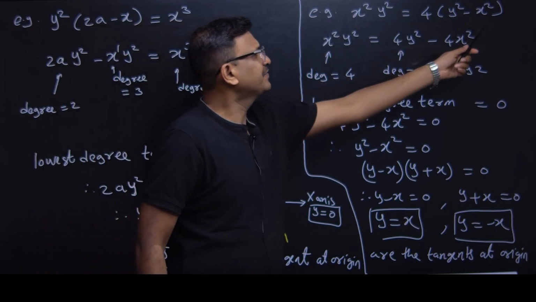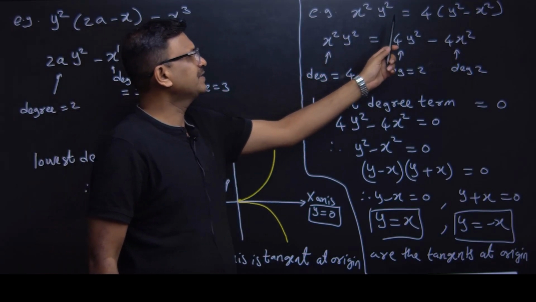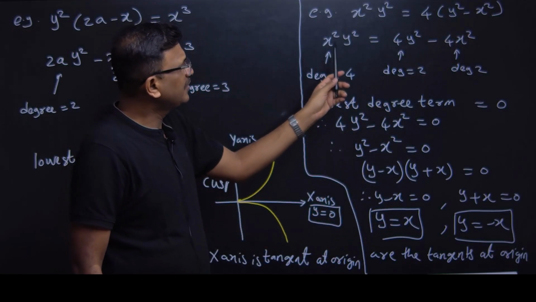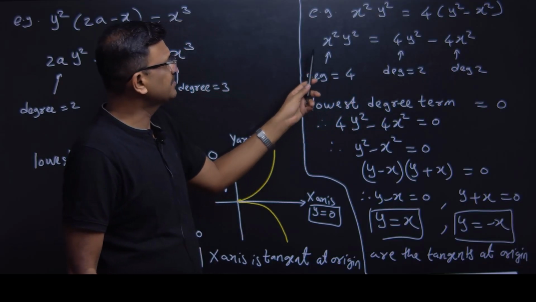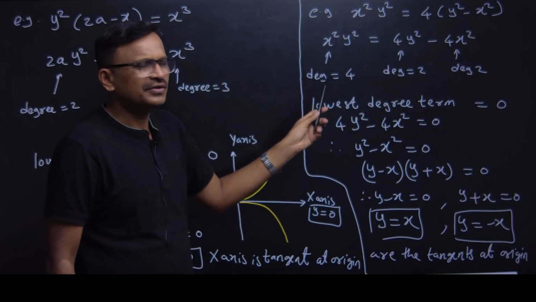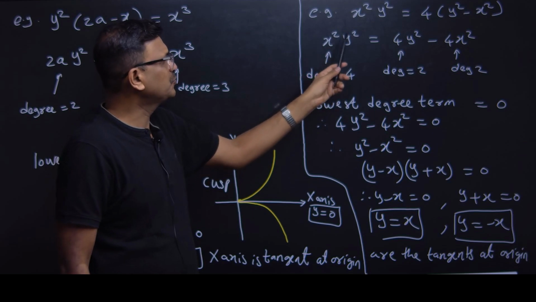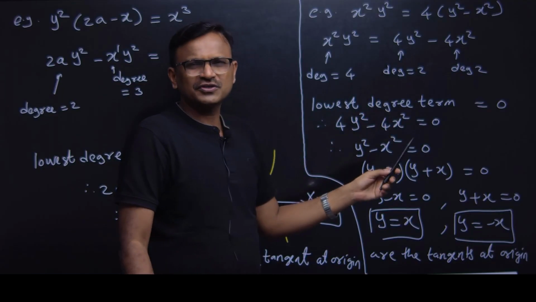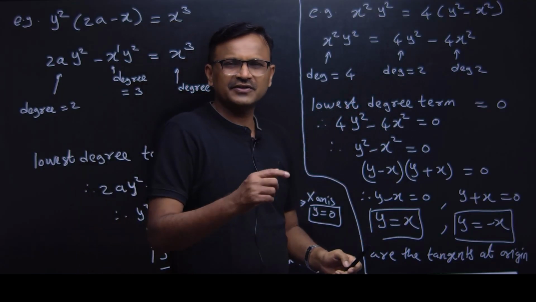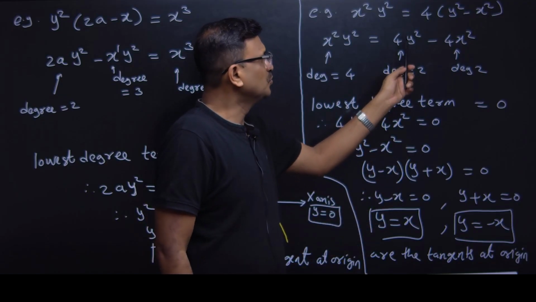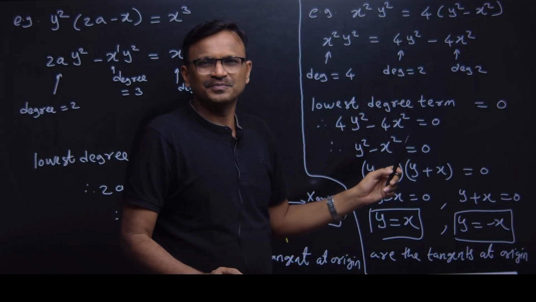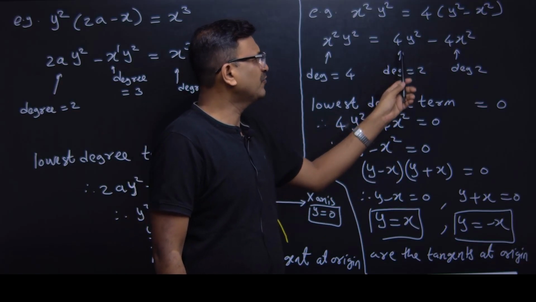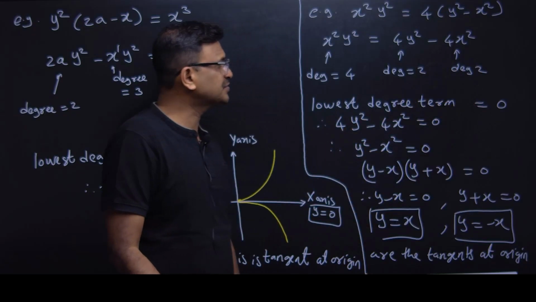We consider this equation: x square into y square is equal to 4 into bracket y square minus x square. If you open the brackets and check the degrees of all these terms: x square into y square, 2 plus 2, the degree is 4. For 4y square, 4 is a constant with degree 0, so 0 plus 2 makes the degree 2. Similarly, the degree of 4x square is 2.